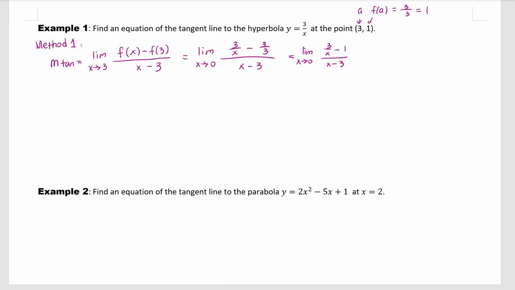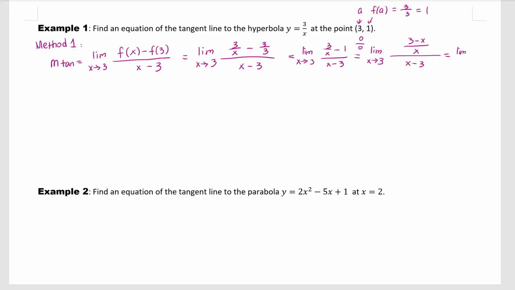Do you remember when we compute limits? First step, we plug in x goes to 3. So 3 over 3 is 1, 1 minus 1 is 0. So you see we get 0 over 0. That means there is a bad guy, right? So what do we do? Because it's a fraction, we don't want to see a fraction in a fraction. So that's why we take the common denominator x, then we have 3 minus x.